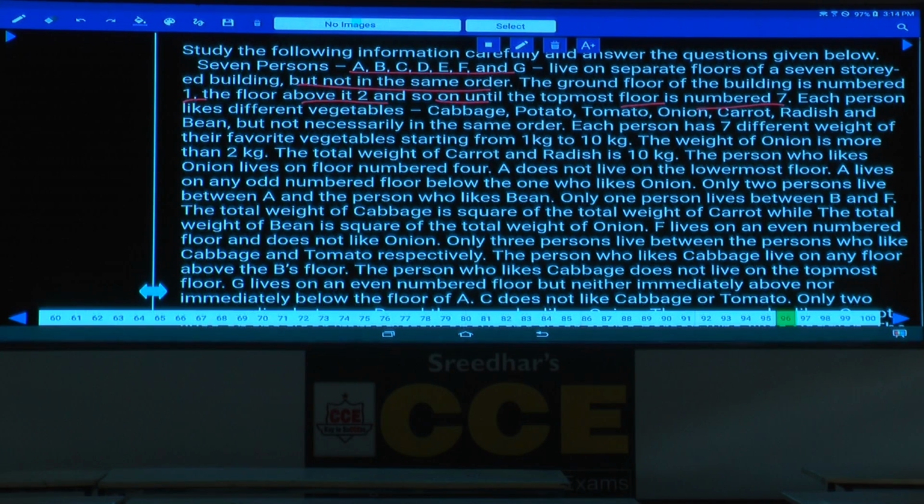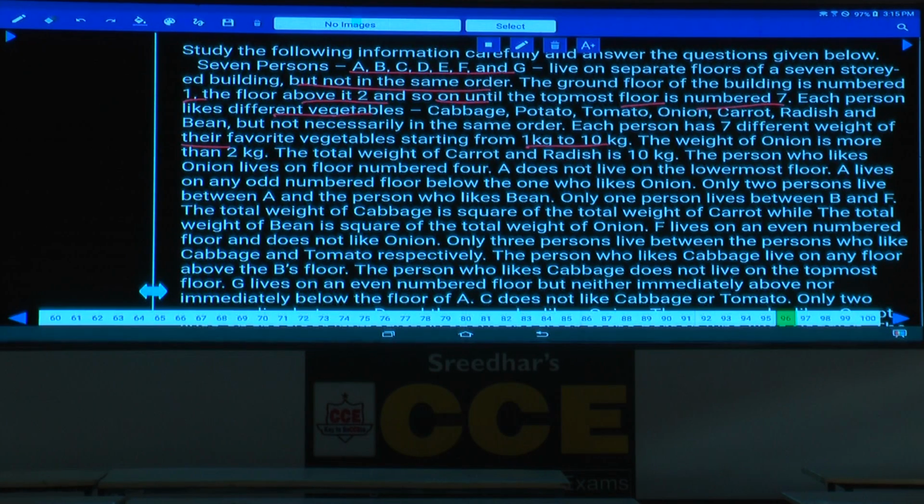Each person likes different vegetables, 7 different vegetables, cabbage, potato and so on, but not necessarily in that order. Each person has 7 different weights of their favorite vegetables, starting from 1 kg to 10 kgs. Among these 10 kilograms we have only 7 possible, and the remaining 3 could be missed out.